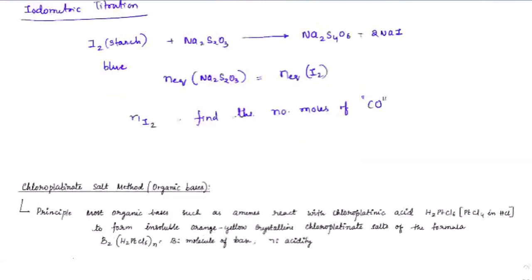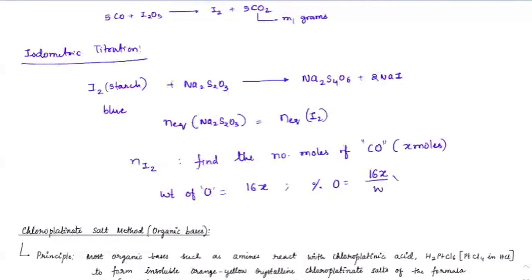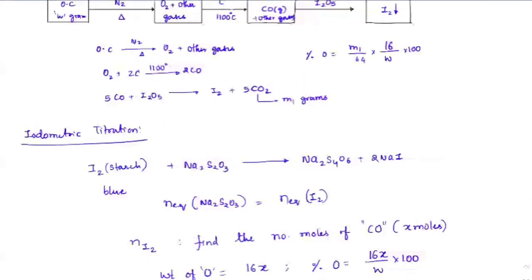Okay. So if you get, let's say, X moles here, I'm calling this X moles. What will be the weight of oxygen in it? Weight of oxygen will be 16 times X, because X moles of CO will have X moles of oxygen. So weight of oxygen will be 16X. So the percentage oxygen will be 16X divided by weight, into 100. That will be the percentage oxygen. I hope all of you understood this.